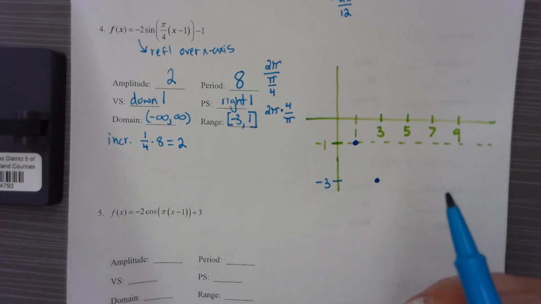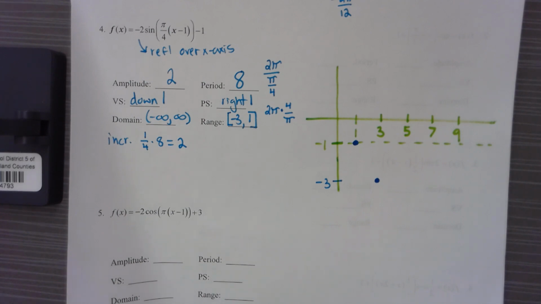Okay, so again, there's a couple of ways to think about it. Normally sine would go to the amplitude, right? Which is 2. But we've got to reflect it, so that takes it to negative 2. Yes? And then we have to shift it down 1. So that takes it to negative 3.